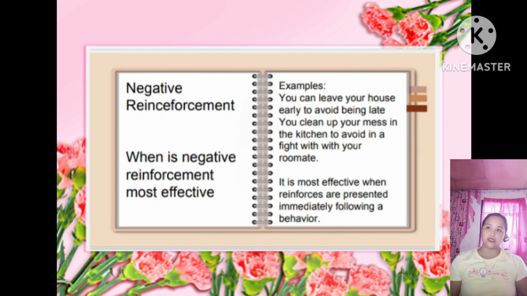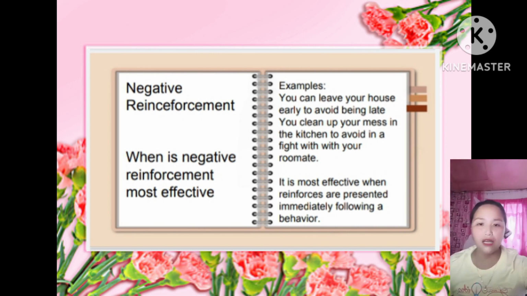Examples of negative reinforcement: you leave your house early to avoid being late. You clean up your mess in the kitchen to avoid a fight with your roommate. When is negative reinforcement most effective? It is most effective when reinforcement is presented immediately following a behavior.